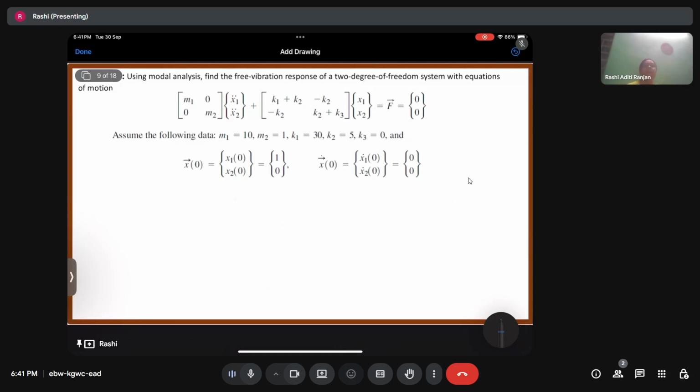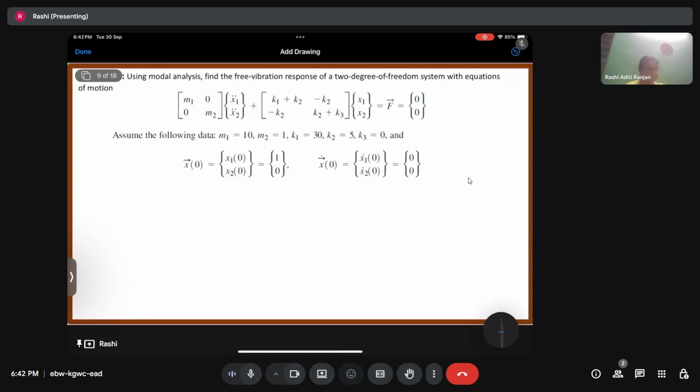But there is a modal analysis which says that if I have an equation of motion which is coupled, coupled means that the equation of x1 has variables x2 and the equation of x2 has variables x1, we can decouple the equation. If we decouple the equation, we get a solution for x1, we get a solution for x2. Using that x1 and x2, we can find the solution. This is what modal analysis says. But for that, we first need to decouple the equation, right?